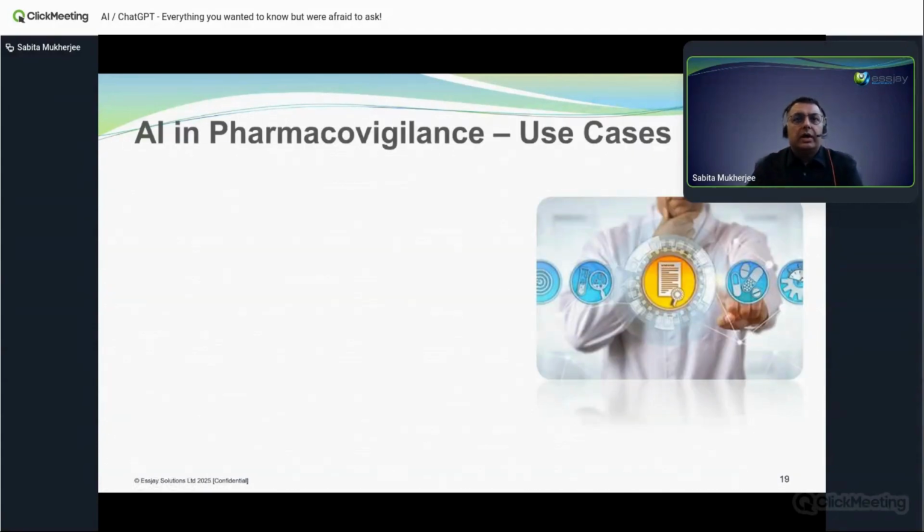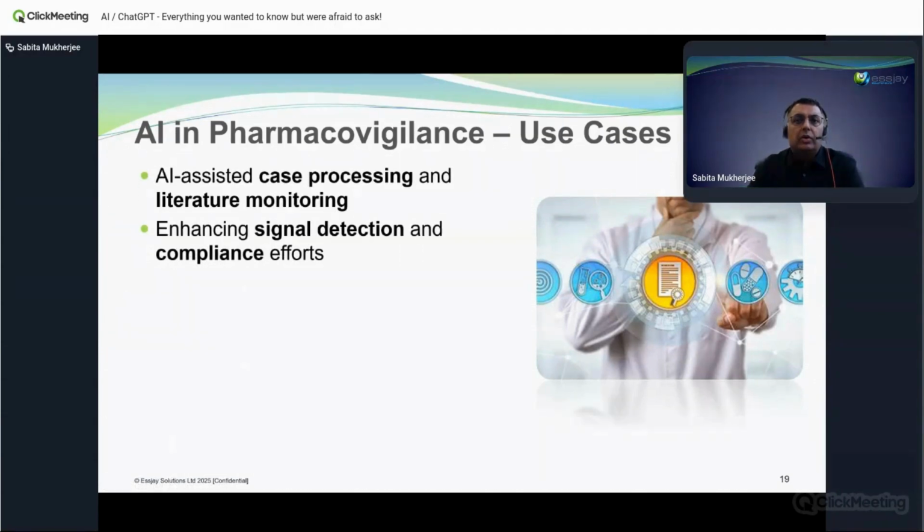So now that we've understood, hopefully, how to talk to AI, let's look at how it's helping out in our field. Now, in the last few months, I've attended quite a few industry conferences and seminars, and it's clear from the presentations and talks that AI is already transforming pharmacovigilance. It can assist in case processing, automate literature monitoring, enhance signal detection, and improve compliance efforts.